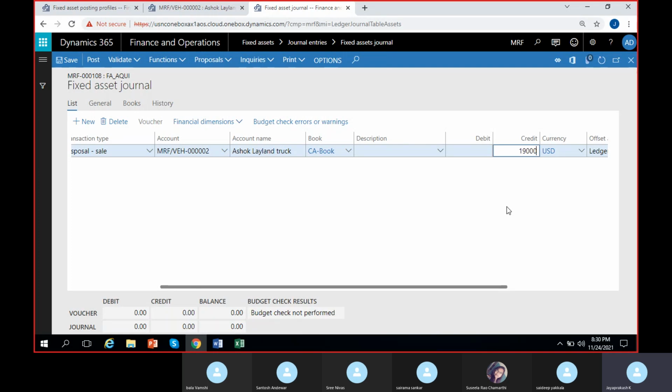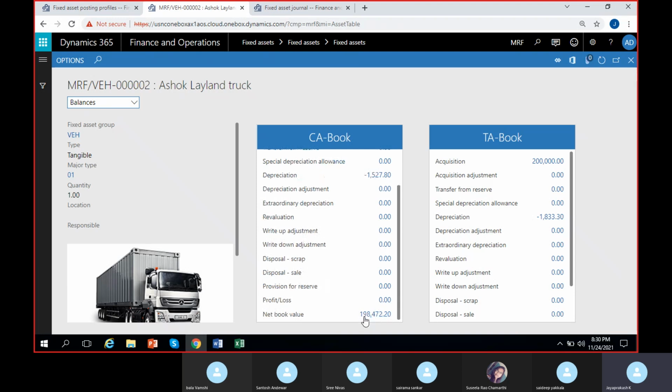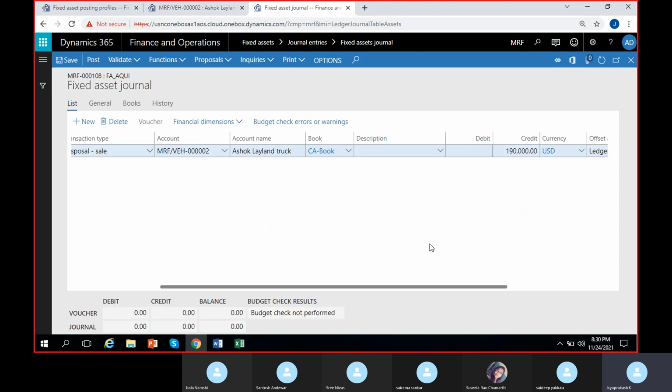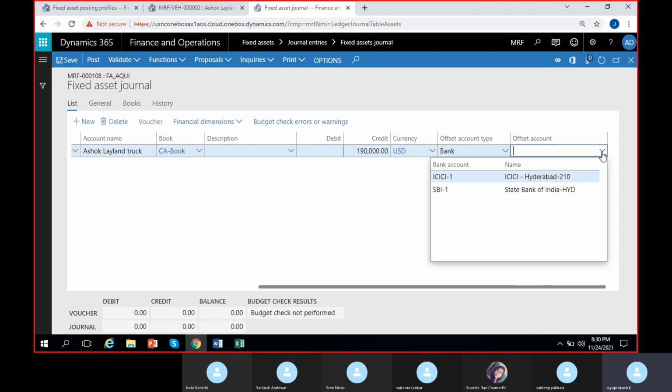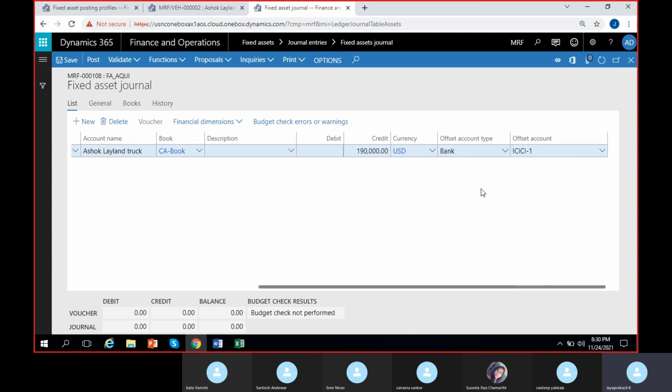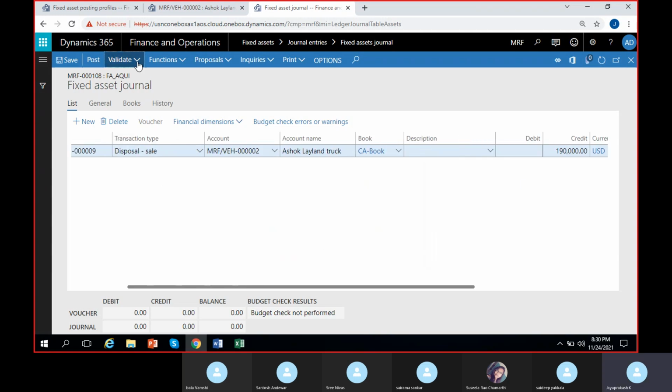So I'm selling it for 1,90,000. The net book value of the asset is 1,98,000, which means I am selling it for a loss of 8,472.20. So let's see how it will be accounted. I'm crediting it here for 1,90,000, and I'll use my offset account as my bank account, like I'll receive the amount into my bank this way. Then I can validate this transaction.